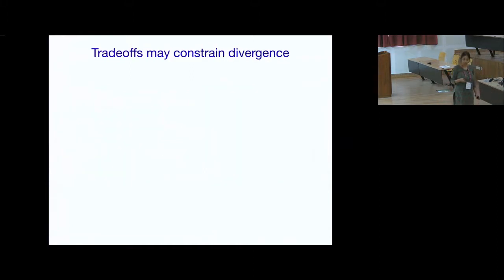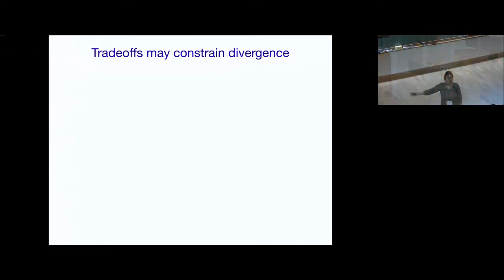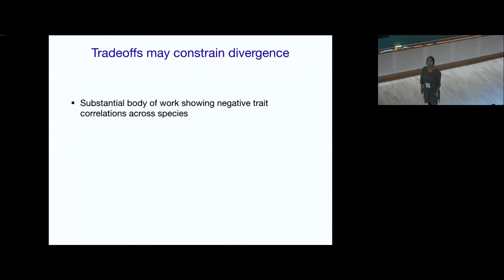So what I want to talk about today is that trade-offs are thought to constrain divergence, for example. If you've gotten really good at some particular resource, perhaps you've also gotten bad at another resource. In future, if you're going to see this resource number 2, you're going to have a hard time adapting to it, or surviving in that resource. And in general, there's a lot of work until now showing negative trait correlations across species when it comes to particular functional traits. And this is a classical hallmark of trade-offs in a way.